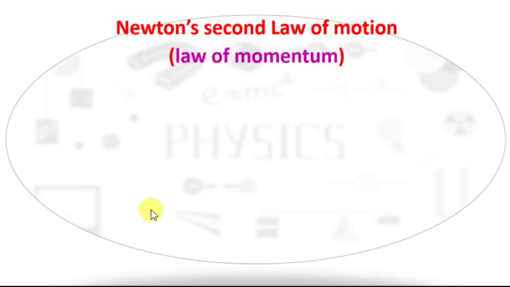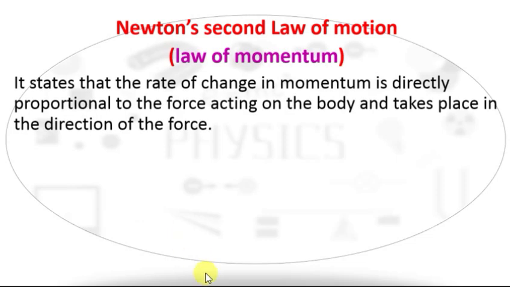Let's look at the second law of motion, and this is known as the law of momentum. What it says is that the rate of change of momentum is directly proportional to the force acting on the body. What do we mean here?